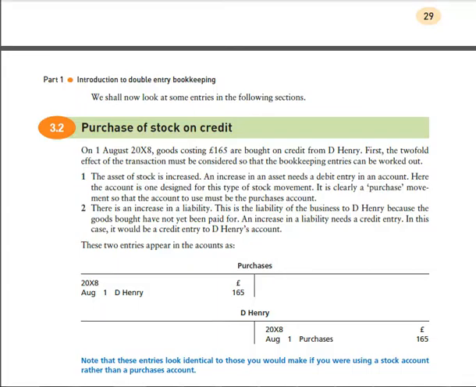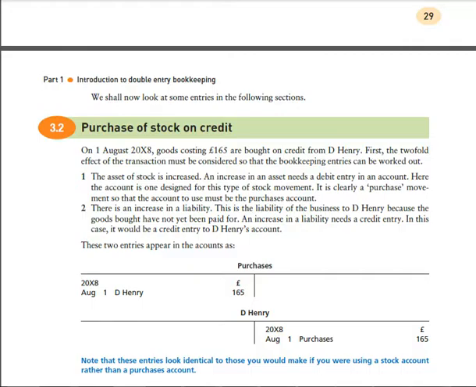Once we find out which accounts are going to be affected, we would then create T accounts. One would be purchases and the other would be D. Henry, which is a creditor account. Now purchases, because it's an increase in purchases, leads to an increase in asset.